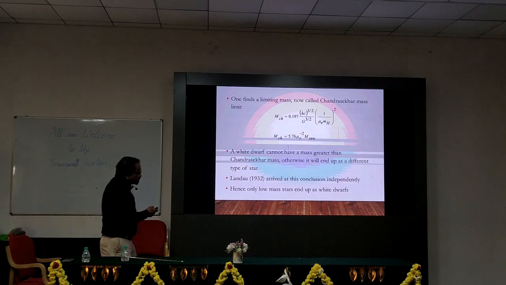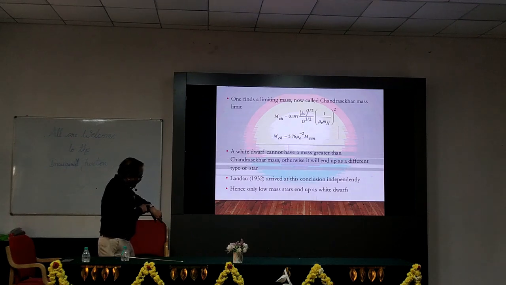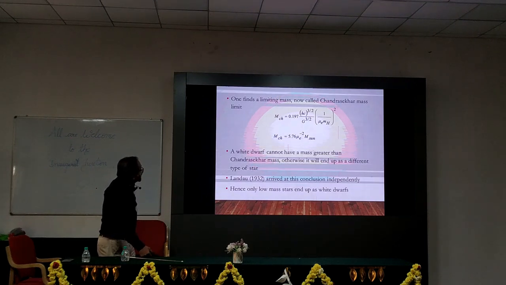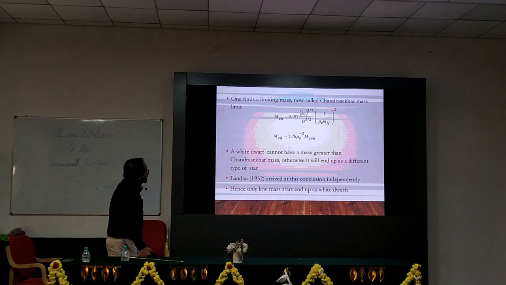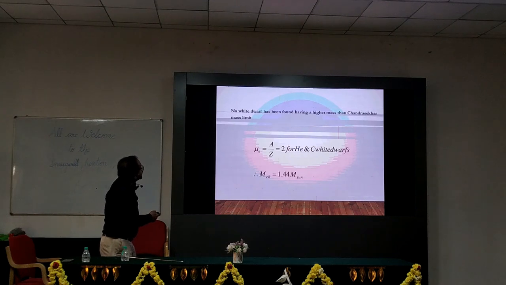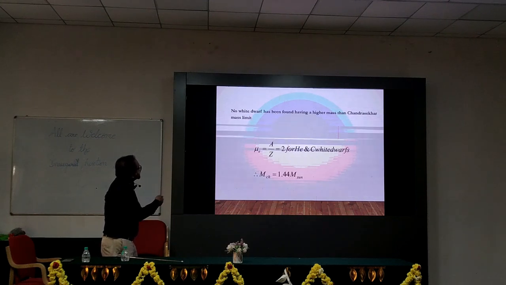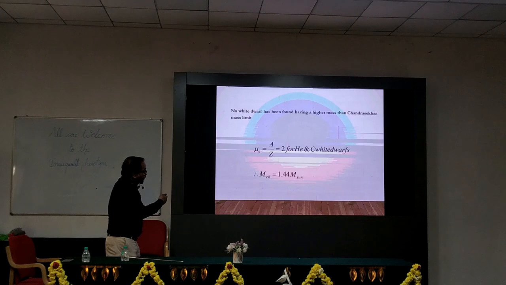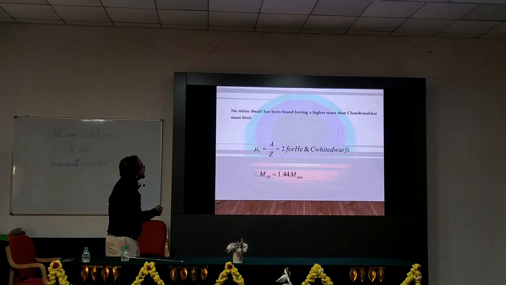So it seems Lev Landau, the Russian physicist, at the same time also arrived at a similar formula independently, but probably he did not publish that. Okay, so for mu equal to 2, you get the 1.44 solar mass star, isn't it?